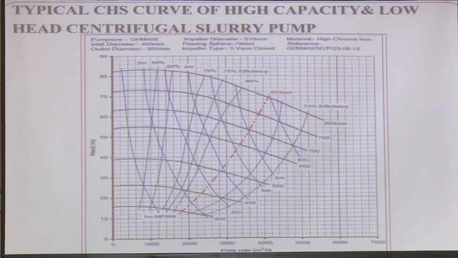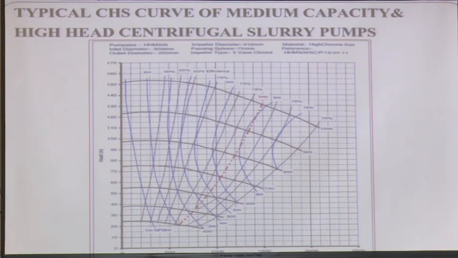Next we go to another curve very similar to that, but remember flow 7000, head 90 here. Next one, you are talking about head 150 and flow 2500. That means it is a high head low capacity pump, high head low capacity pump. Look here, inlet diameter 300, outlet 250. Can you see here that inlet diameter is more compared to the outlet?